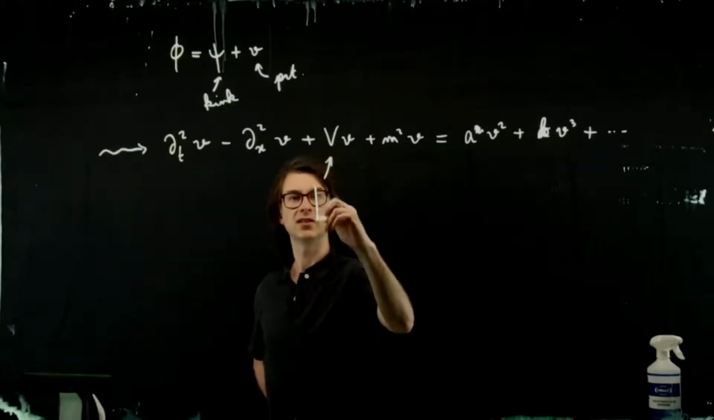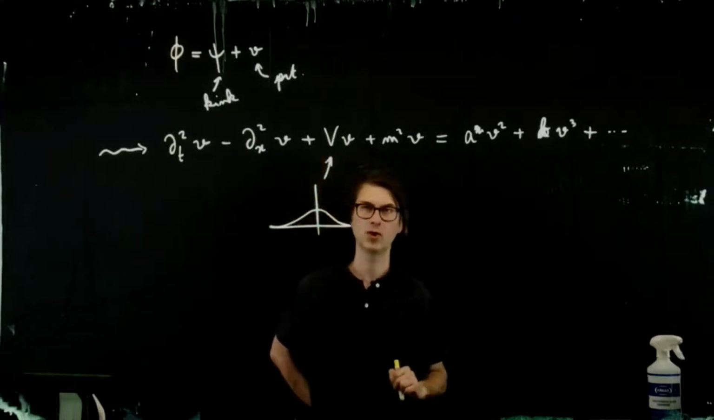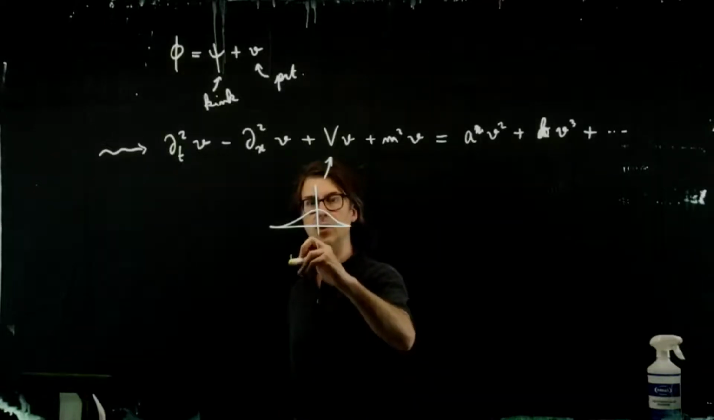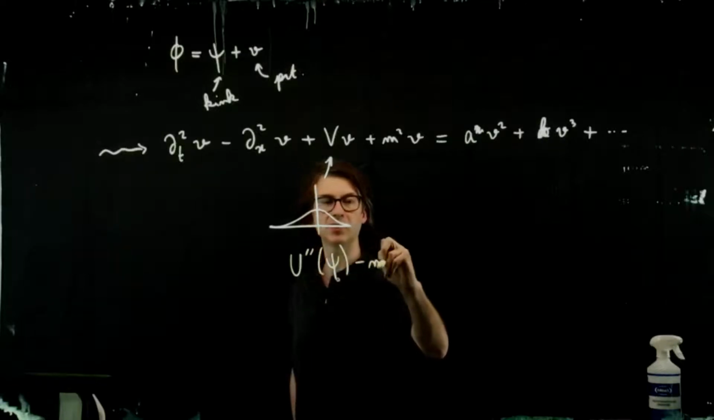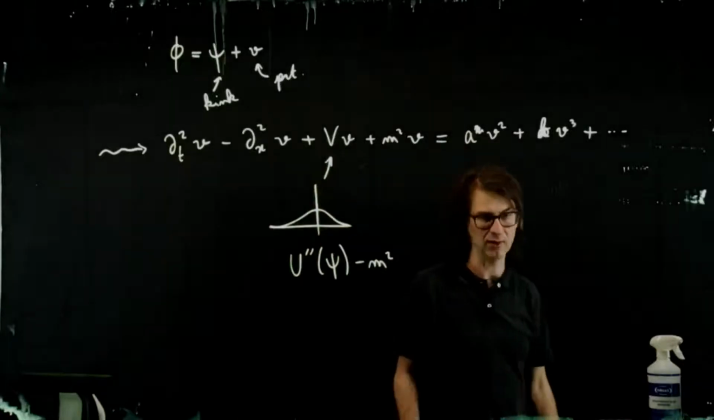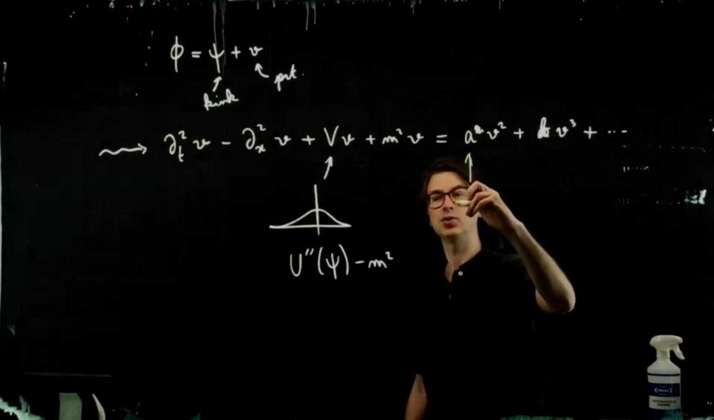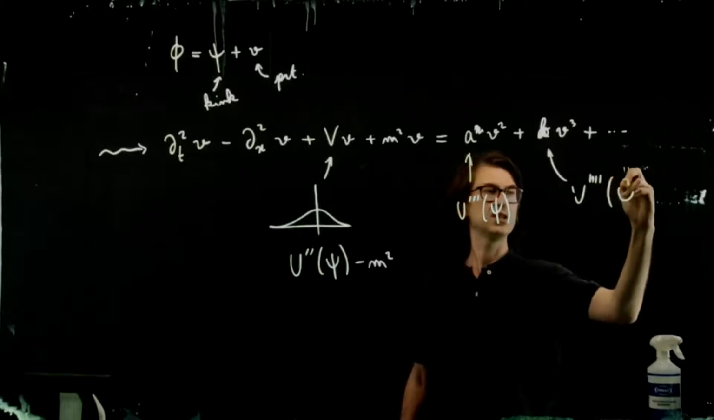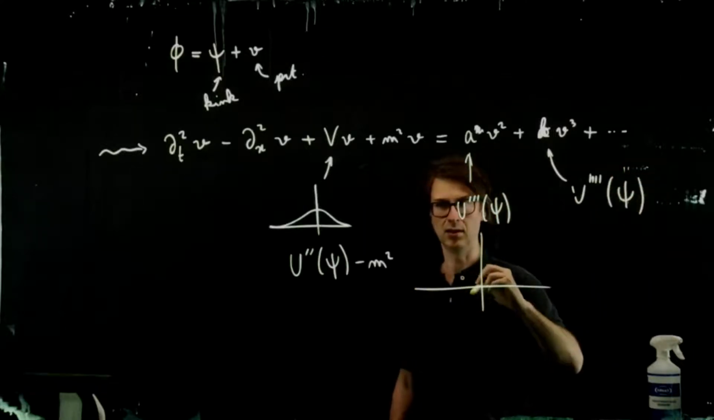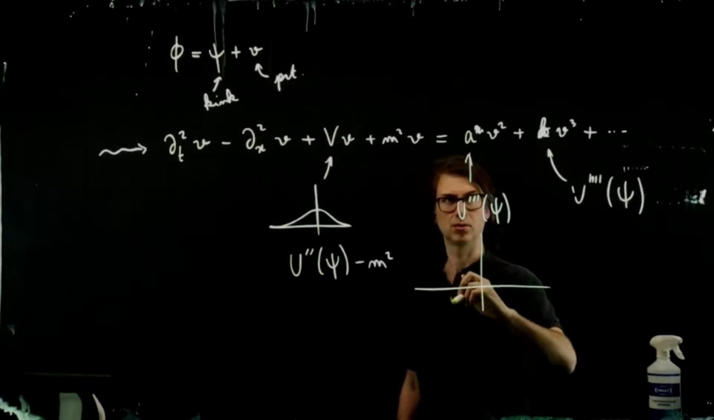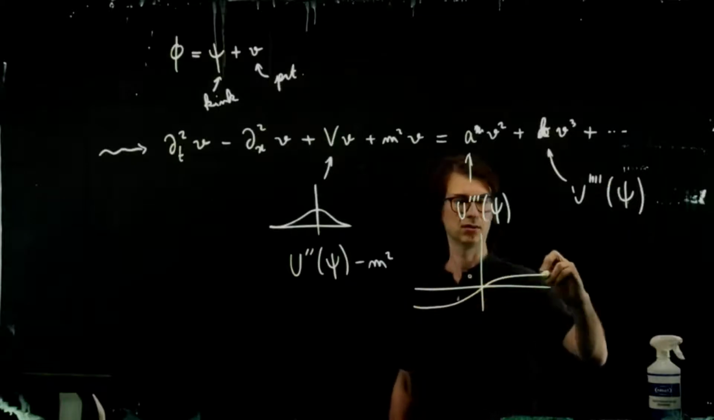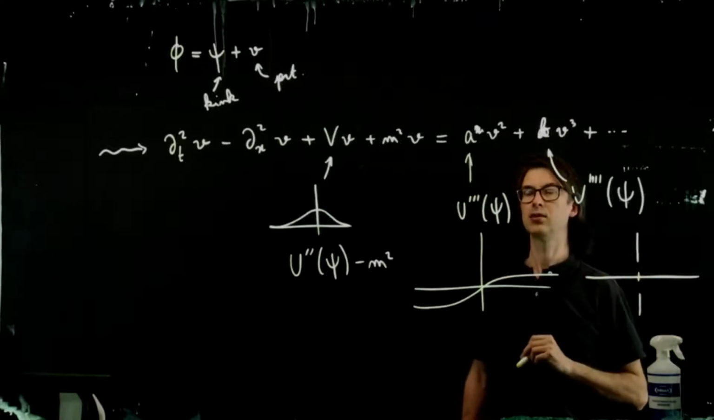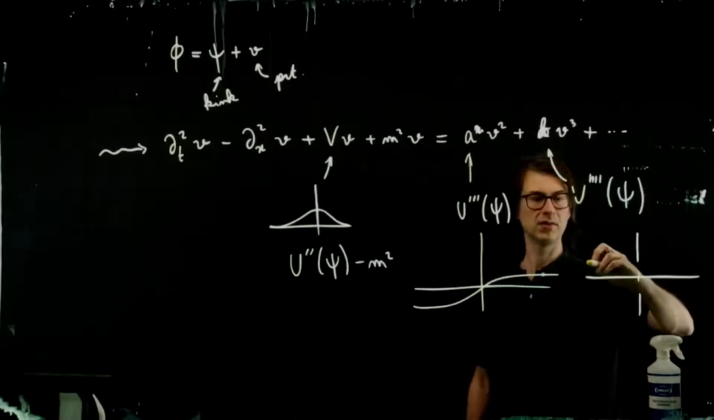So here V, we saw that it's a localized potential. And this corresponds to u double prime of psi minus m squared. M squared is the limit of u double prime of psi at plus minus infinity. A is u triple prime of psi, and B is u differentiated four times of psi. So this one looks like that. It's not the kink, but it looks like that. And B looks something like that.